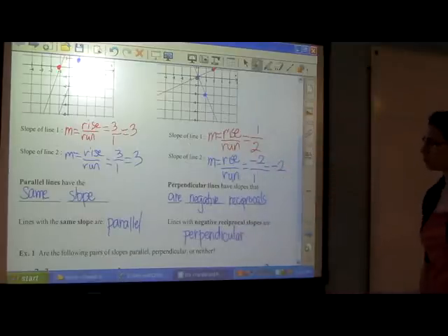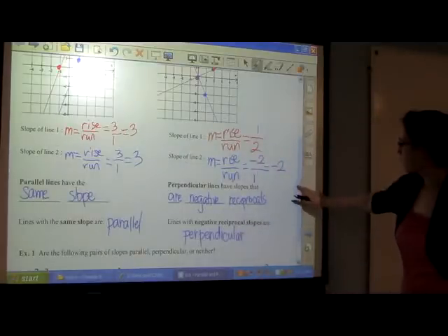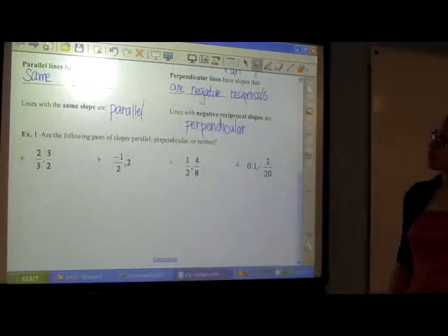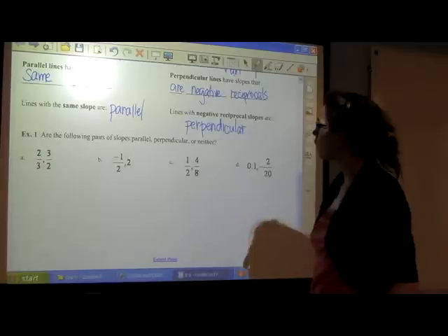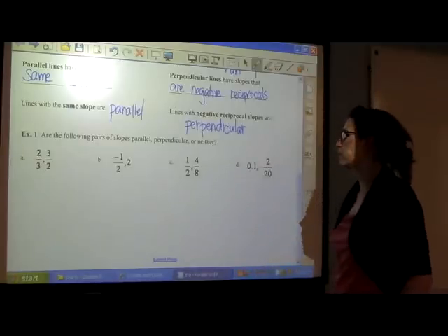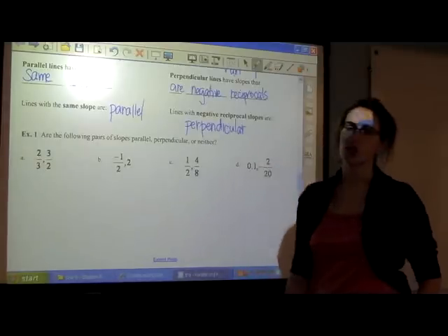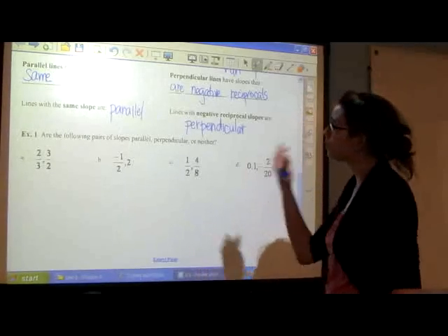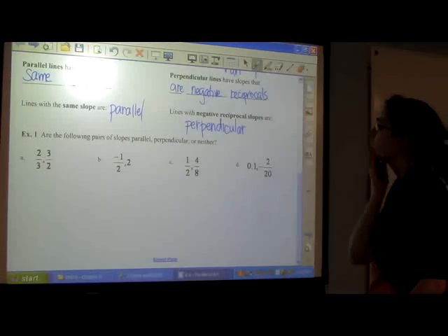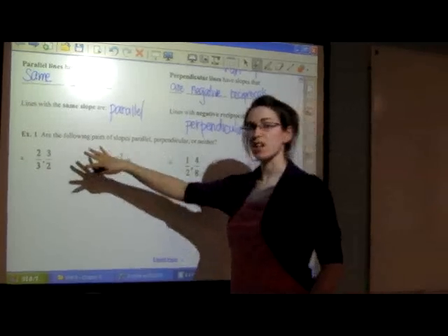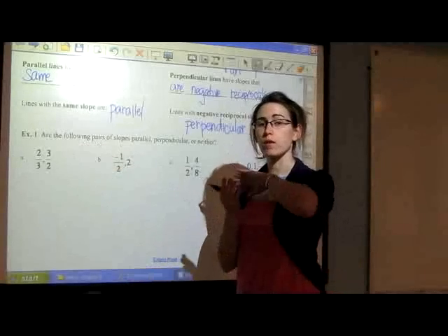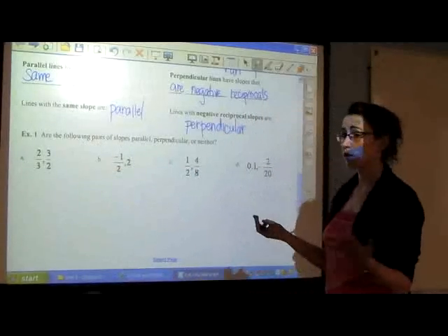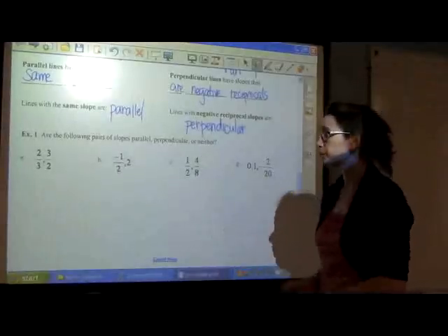Perpendicular. So our example: are the following pairs of slopes parallel, perpendicular, or neither? Now this is the type of question that you will see on an assignment, you will see on a test. And what you're doing is you're comparing the two of these, and you want to find out if they're the exact same, or if one of them has been flipped with one of them negative and one of them positive. Or if none of the above apply, they're neither.